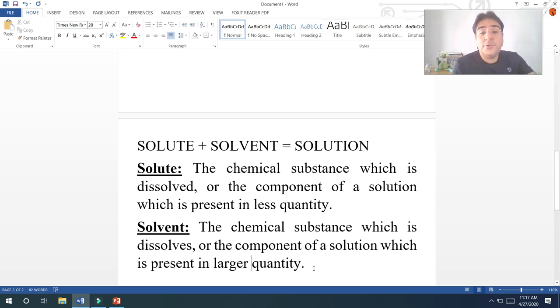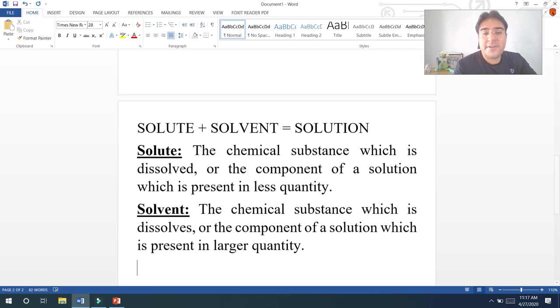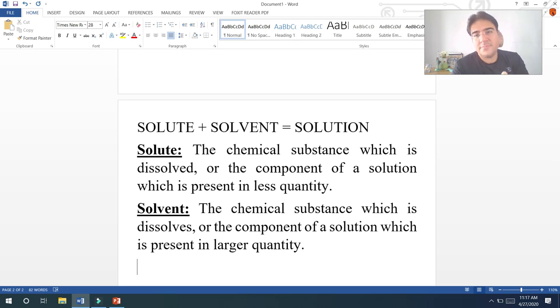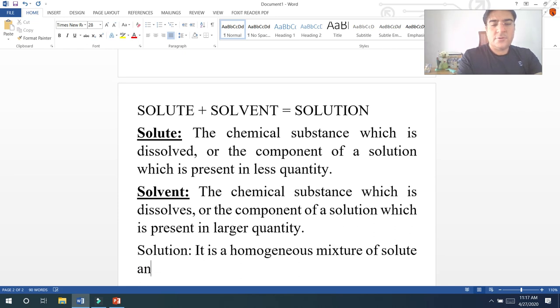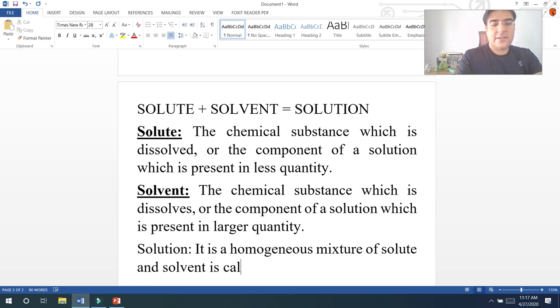But then what is a solution? It is a homogeneous mixture of solute and solvent. So a solution is homogeneous, looks the same, one phase, okay? A homogeneous mixture of solute and solvent is called a solution.